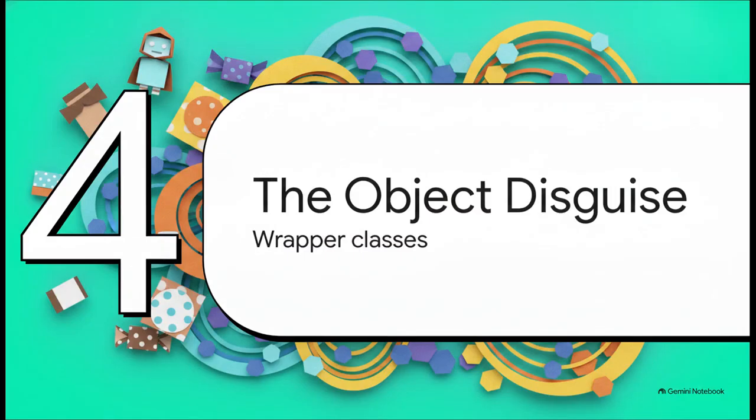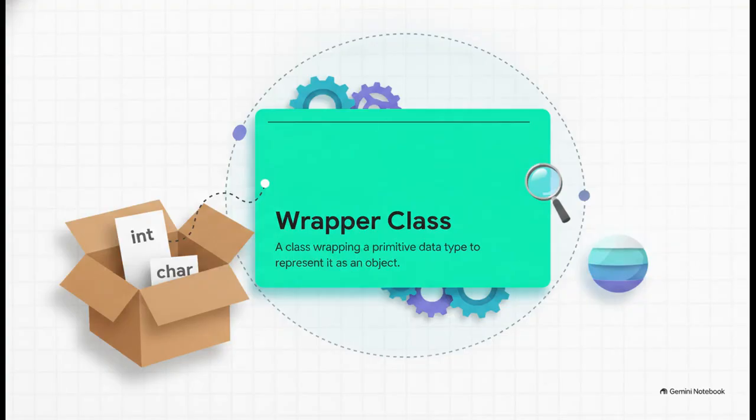That brings us to Section 4 of the Object Disguise. Let's talk about wrapper classes. As you advance, you'll hit a slight roadblock. You see, Java is an object-oriented language, meaning almost everything exists in the form of classes and objects. But those basic primitive types we mentioned earlier, like int and char, well, they are not objects. This is where a wrapper class comes in.